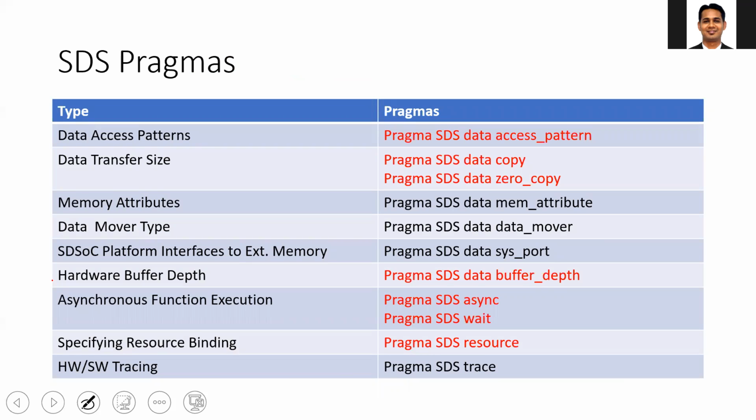So we have done most of the SDS pragmas now, and only 4 pragmas are remaining, which we'll discuss in the subsequent labs. So I'll encourage you to rewrite your matrix multiplication example and add the async and the wait pragmas, and then analyze the performance of that matrix multiplication by using the async and the wait pragmas.